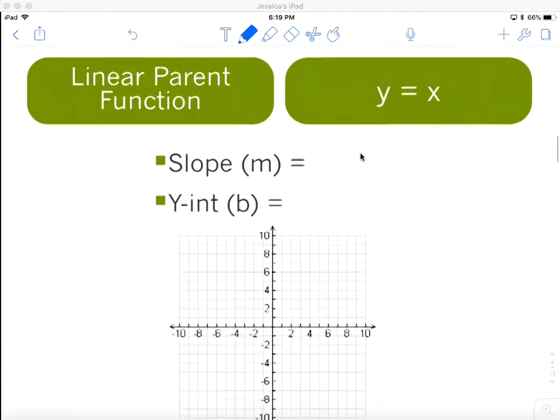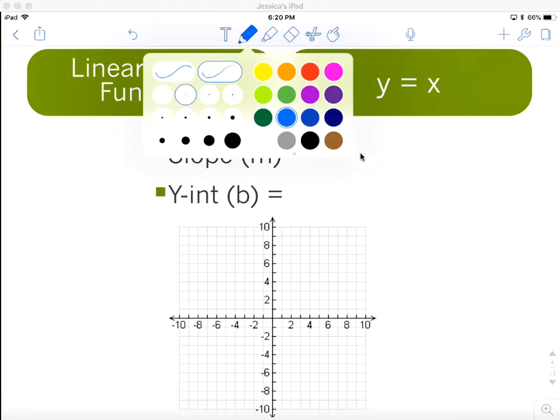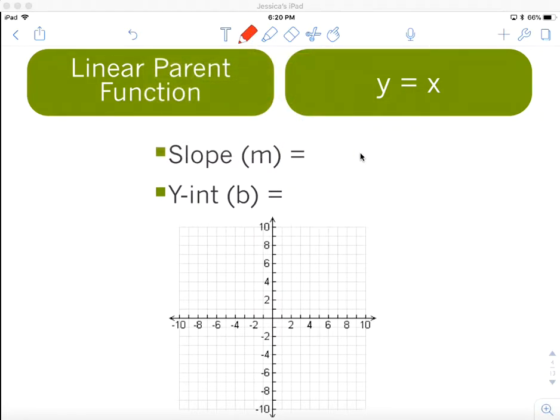Now, the first line that we're going to graph is called our linear parent function. Just like you come from your parents, every function that we talk about in math comes from its parent function. Linear means it's going to make a line, so our linear parent function is y equals x. Before we begin, let's determine the slope and the y-intercept of y equals x.